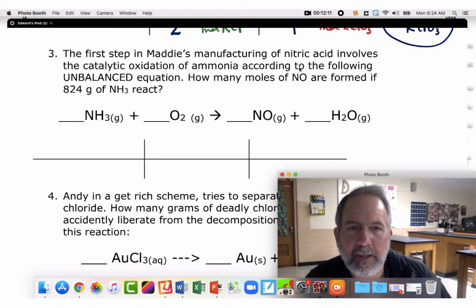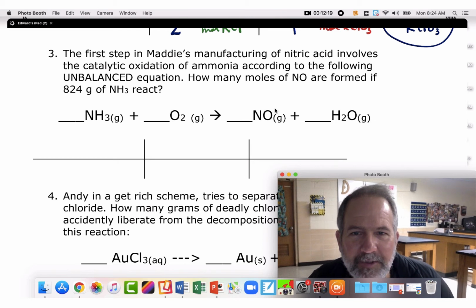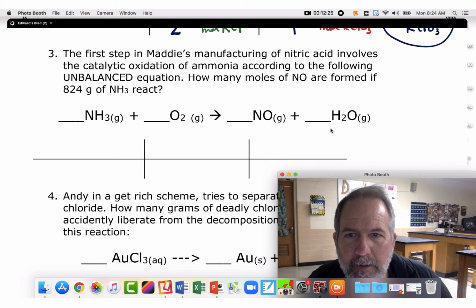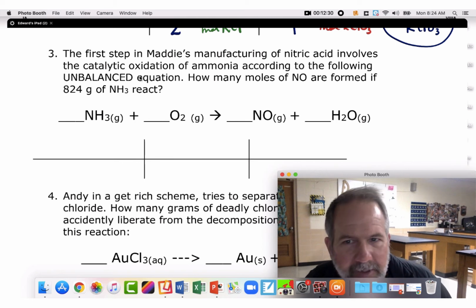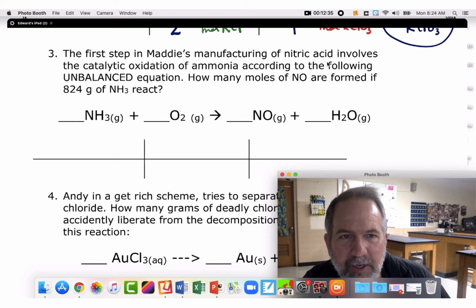All right. So Maddie's manufacturing of nitric acid. Sometimes, well, maybe I don't need it. The first step, I say there's no nitric acid in this equation. Okay, the first step in Maddie's manufacturing of nitric acid involves the catalytic oxidation of ammonia, according to the following unbalanced equation. How many moles of NO are formed if 824 grams of ammonia react?